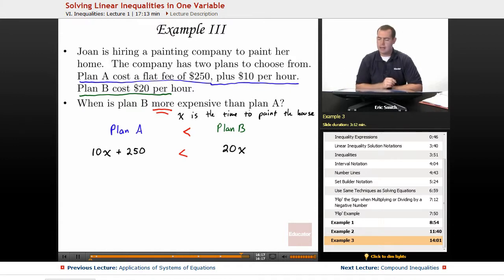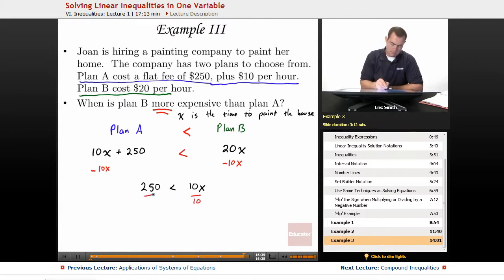Let's work on getting our x's together by subtracting a 10x from both sides. So 250 is less than 10x. Okay, looks good. Now we'll divide both sides by 10. So 25 is less than x.